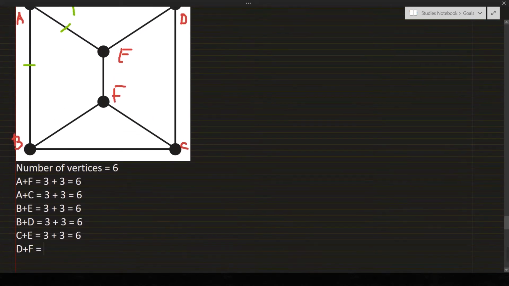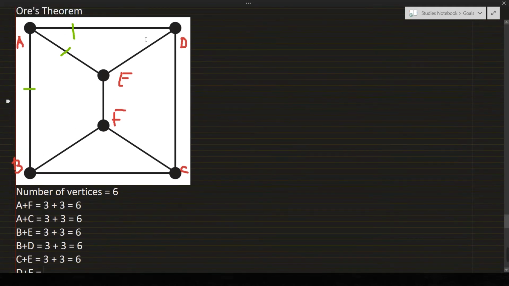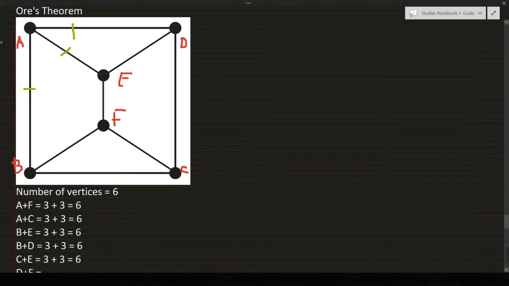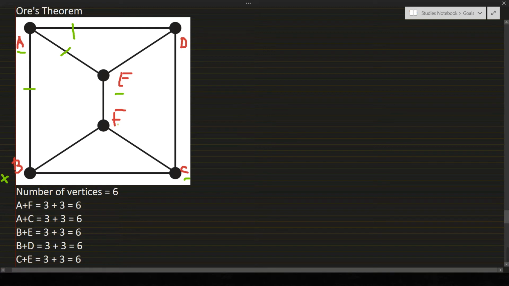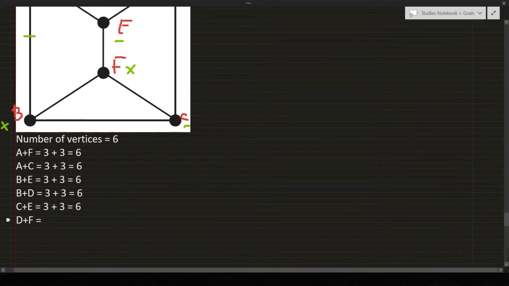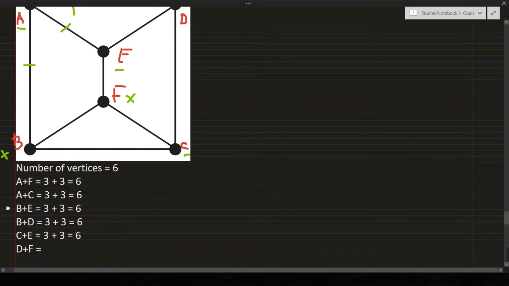Okay, D is adjacent to A, D is adjacent to C, D is adjacent to E, but non-adjacent to B and F. We already have the value of B and D, so only D and F will be written. So D and F. Number of degrees for D, 3. For F, also 3. Gives us 6.